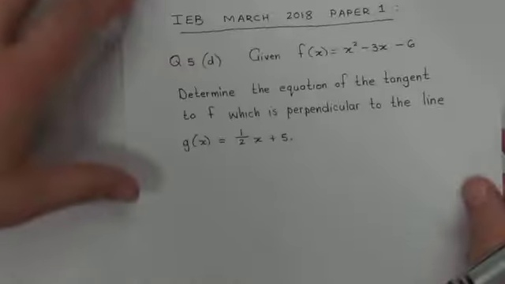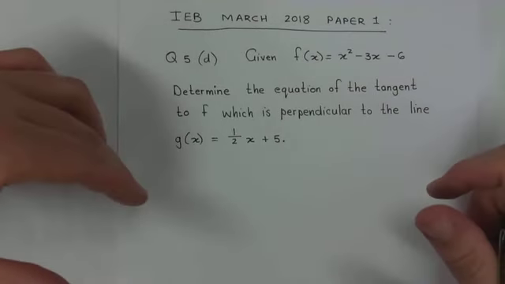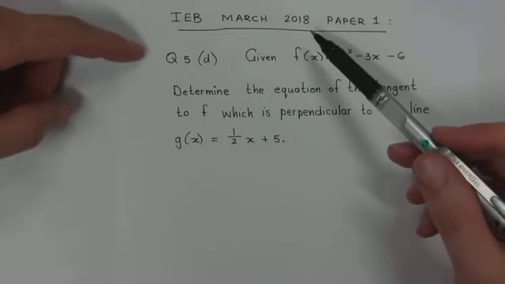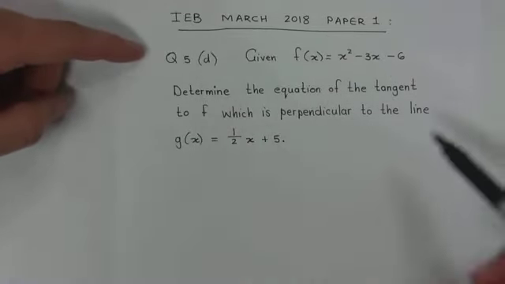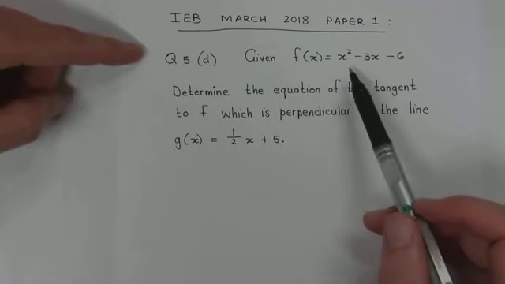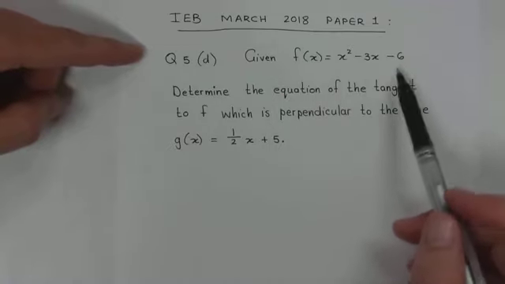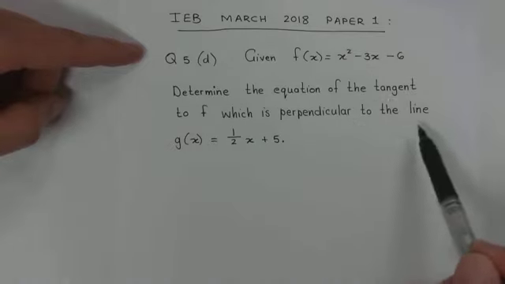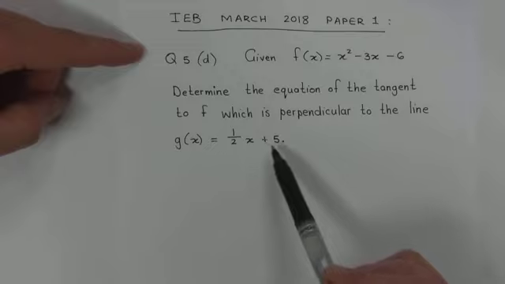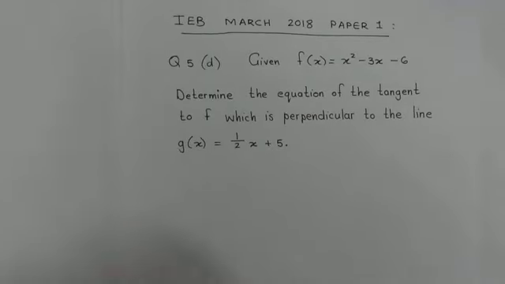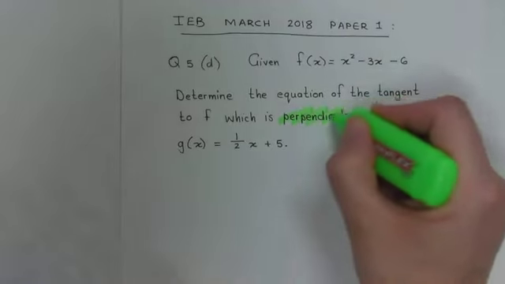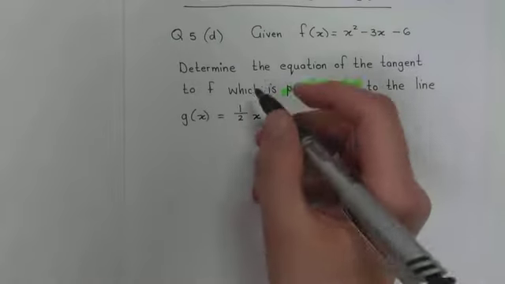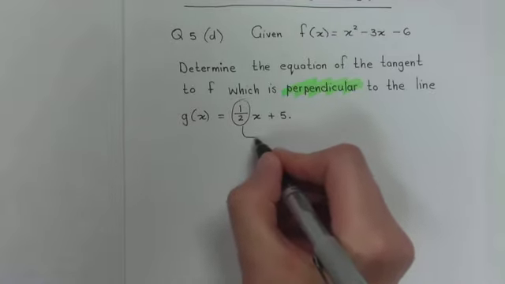Now we have one last example to do, and in this example, we're going to flow again and do it much faster. It's from the IEB March 2018 Supplementary Paper 1, question 5D. It said, given that f(x) equals x squared minus 3x minus 6, determine the equation of the tangent to f which is perpendicular to the line g(x) equals half x plus 5. So this time they didn't tell us the lines are parallel, they told us the lines are perpendicular.